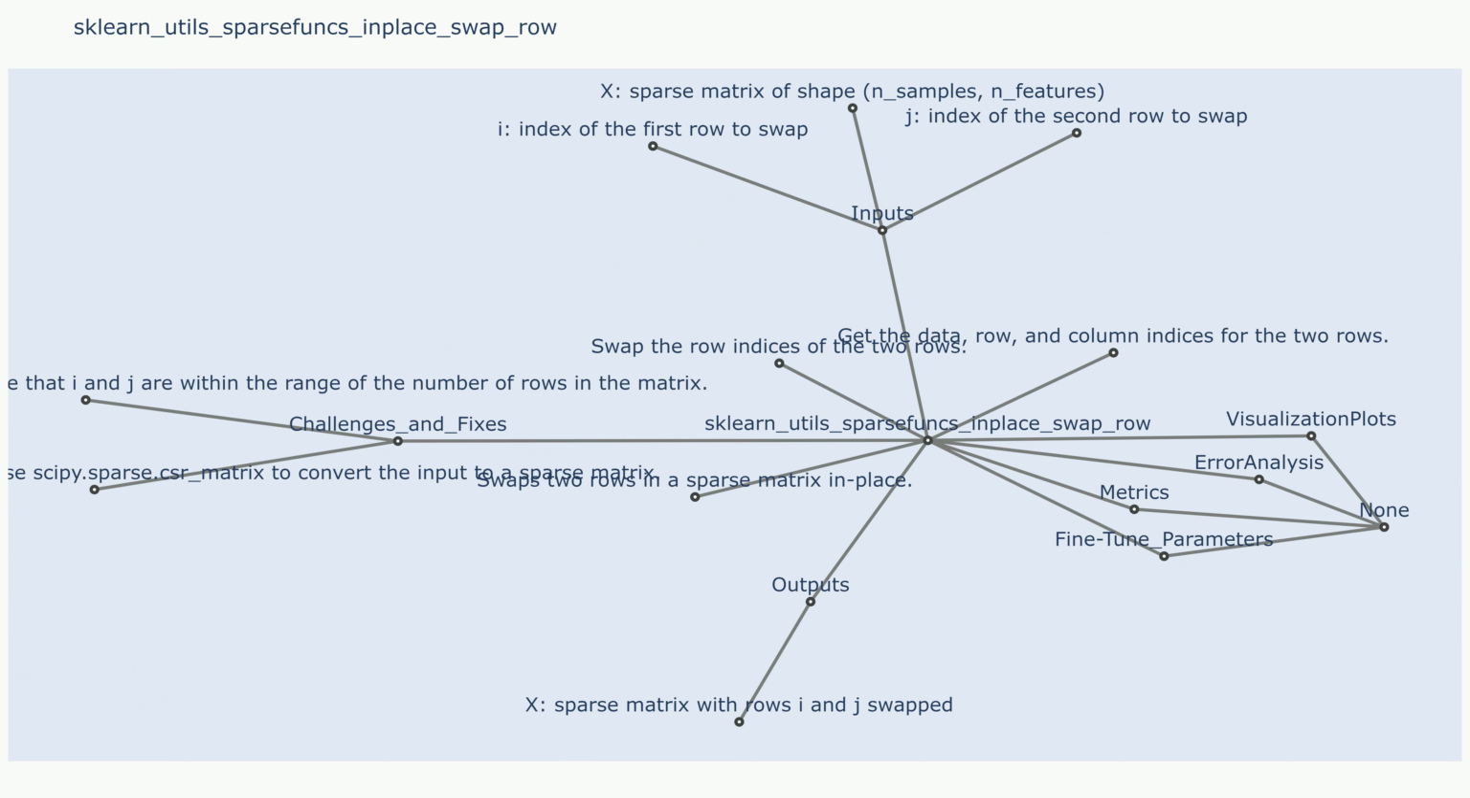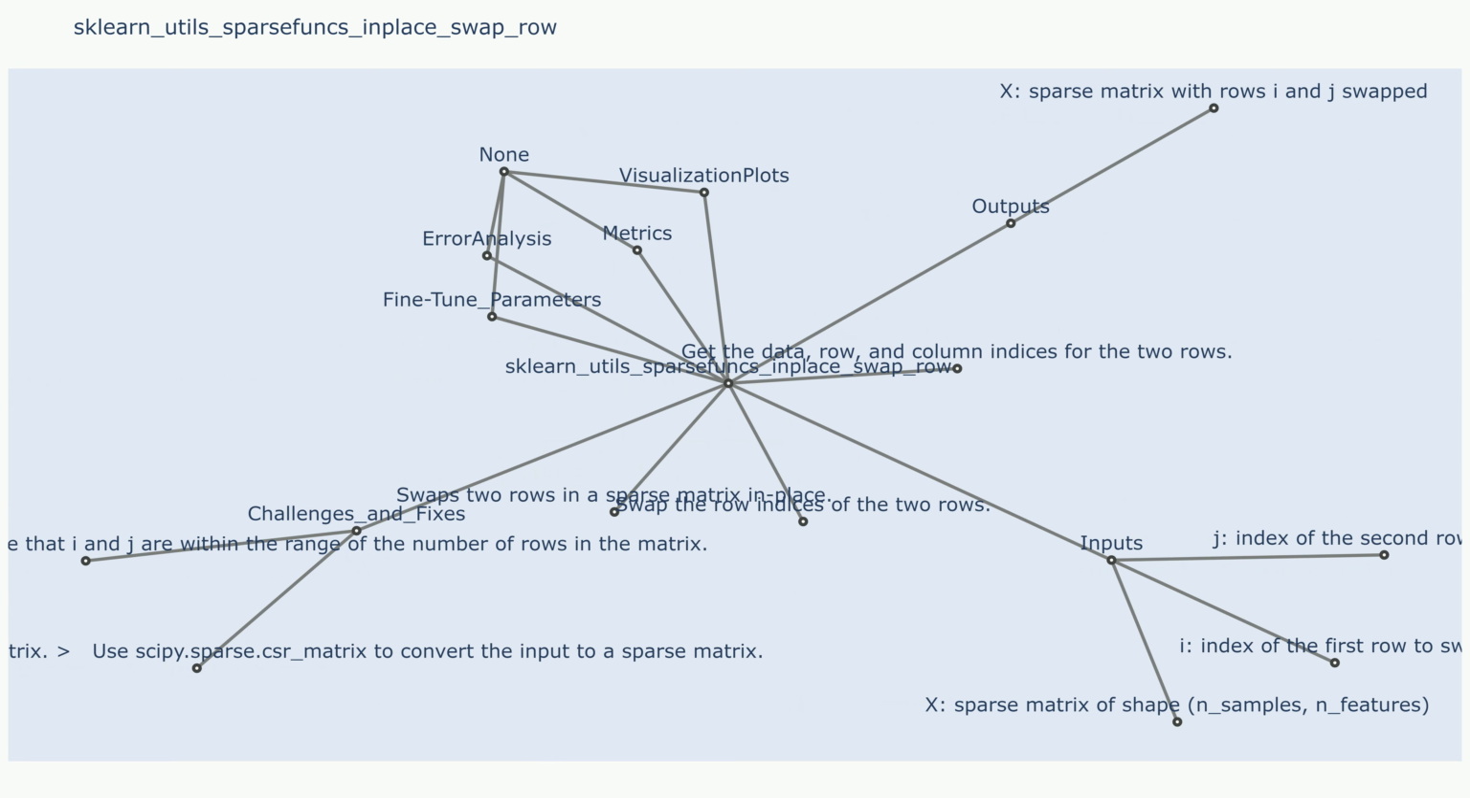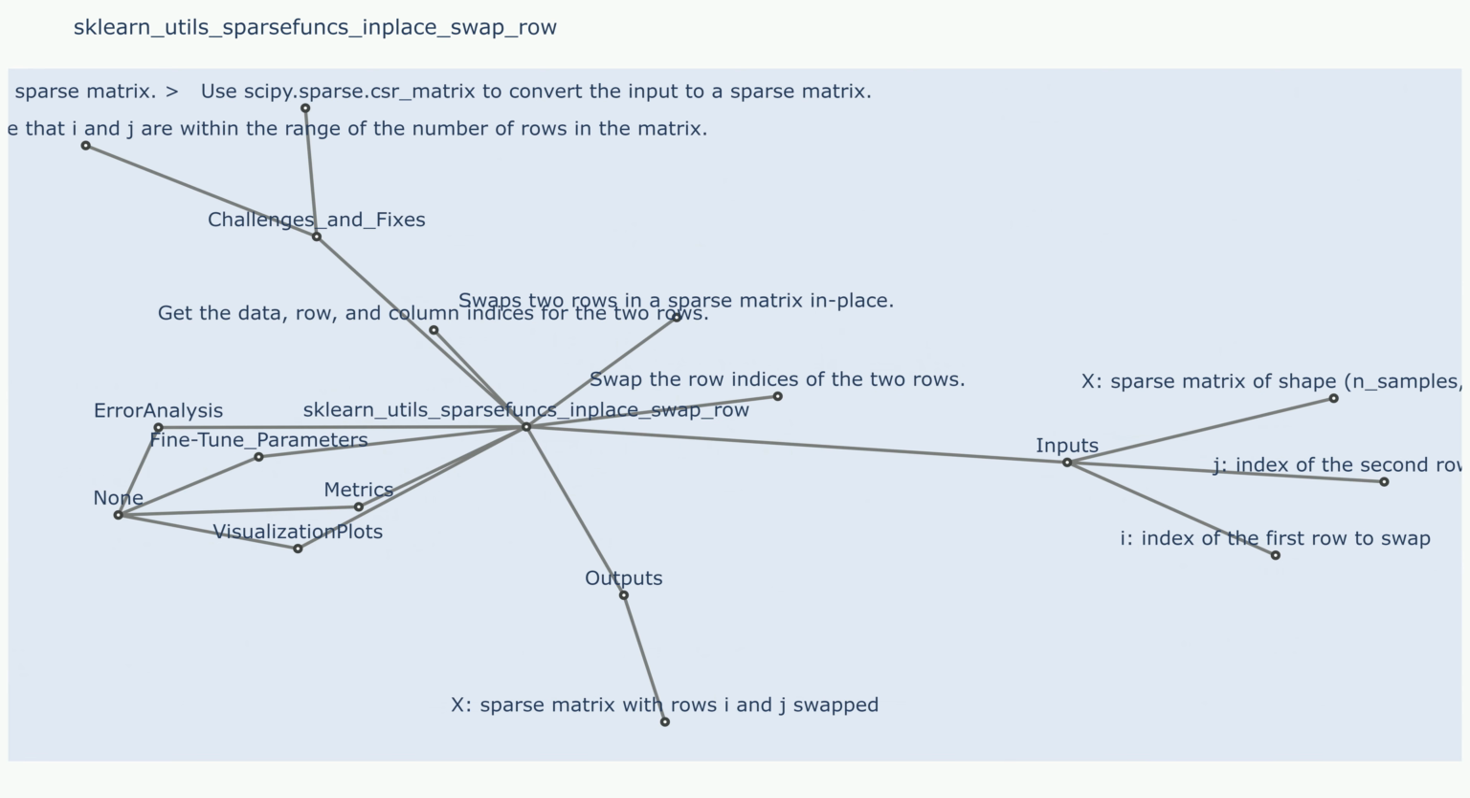Challenges and fixes. Challenge 1: attempting to swap rows with indices beyond the matrix dimensions. Sample use case that resulted in challenge 1: trying to swap rows with indices greater than or equal to the number of rows in the matrix.